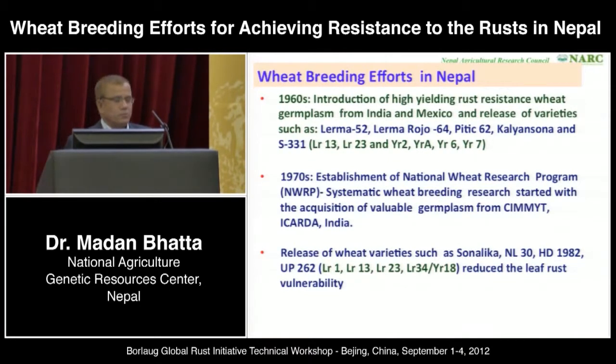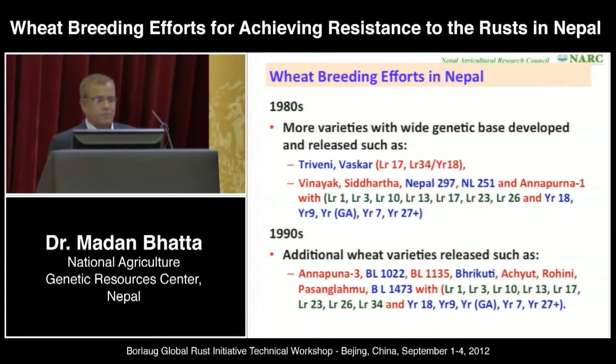Coming to the 70s, once we had a nationally coordinated wheat research program established in 1972, we started systematic wheat breeding research with the acquisition of valuable germplasm from CIMMYT, ICARDA, India, and other countries. We were able to release varieties with LR34, YR18 background right from the 70s that helped reduce the leaf rust vulnerability in the Tarai of Nepal.